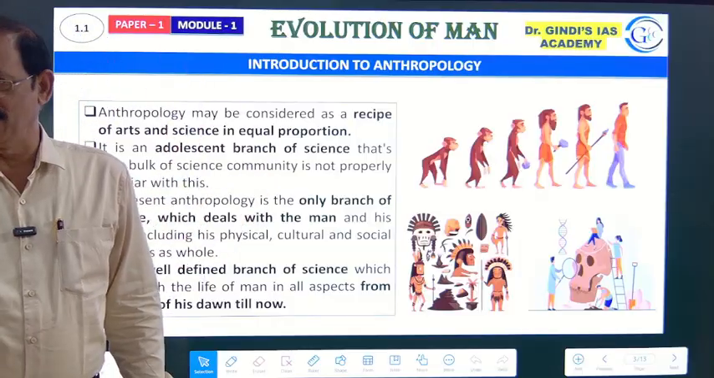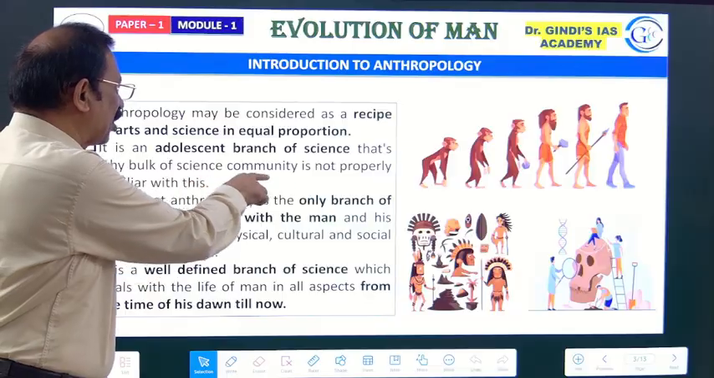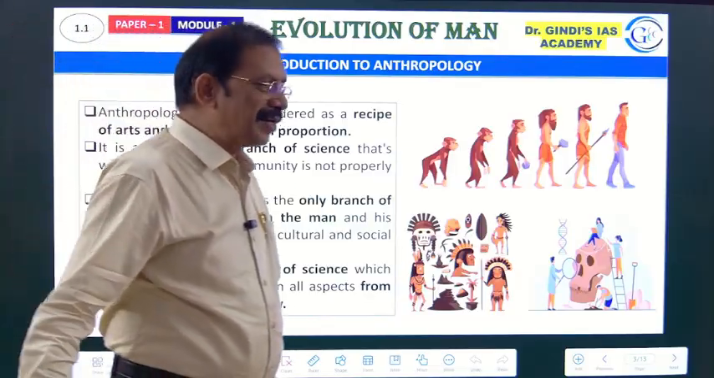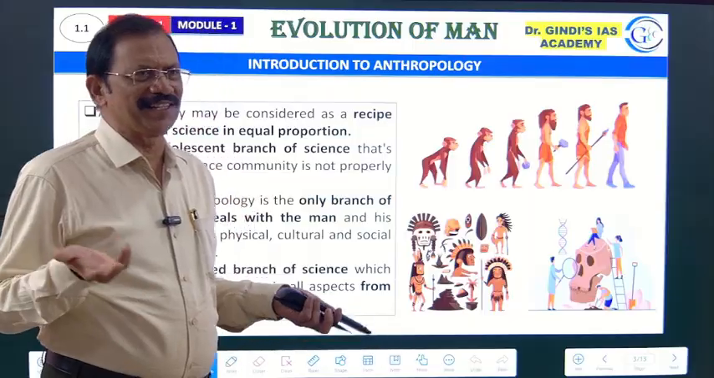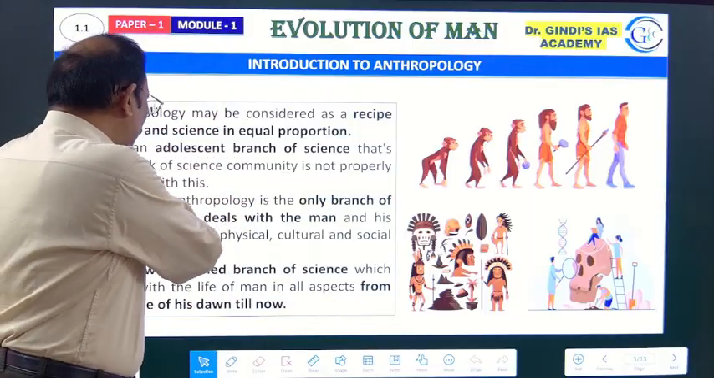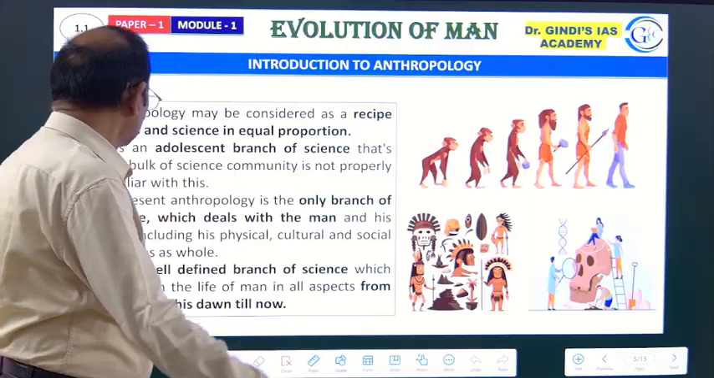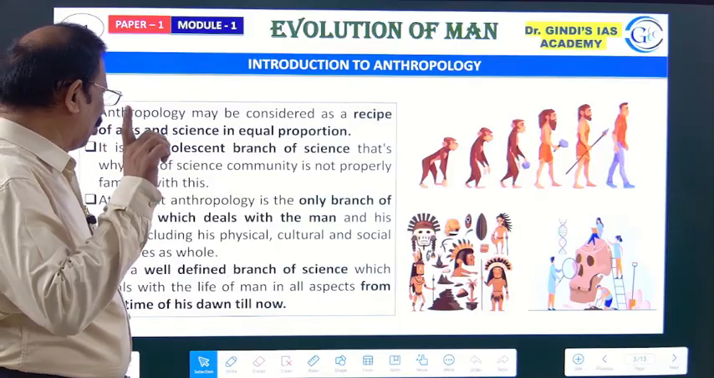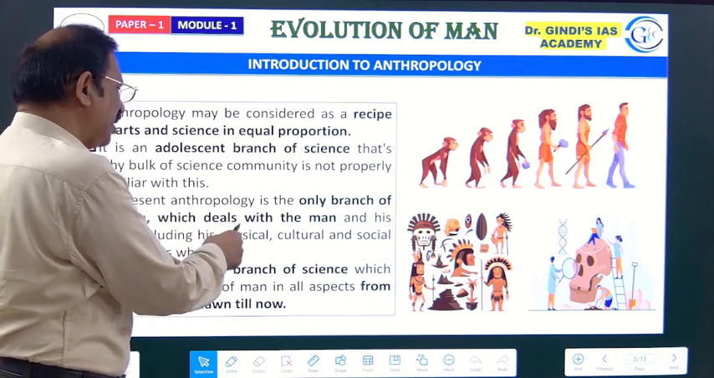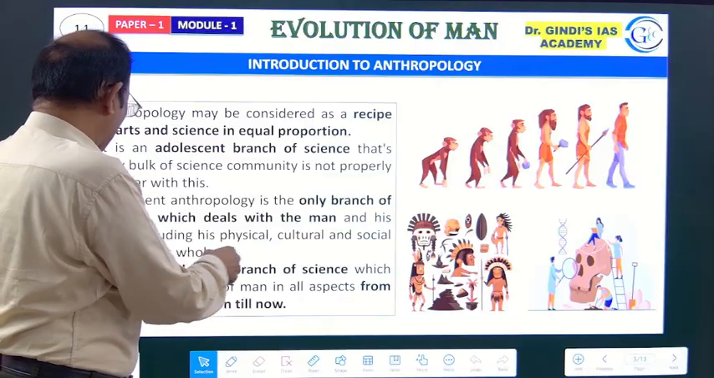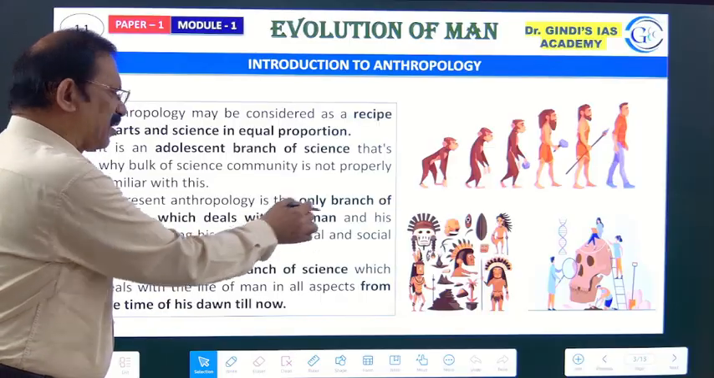That means knowledge has been systematically arranged. That's why the bulk of the science community is not properly familiar with this, as it is an adolescent branch. Of course, nowadays everybody knows. At present, anthropology is the only branch of science which deals with man and his work, including his physical, cultural and social activities as a whole. So it is the only subject, the only branch.